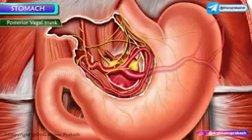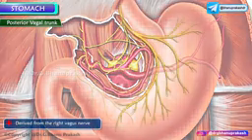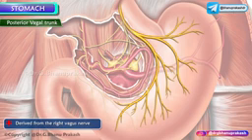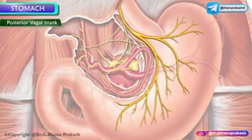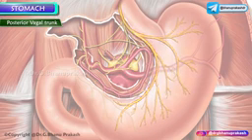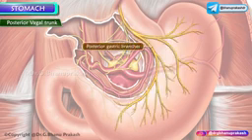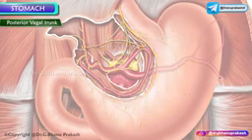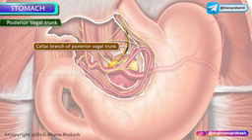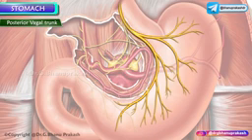And the next one is the posterior vagal trunk. The posterior vagal trunk is derived from the right vagus nerve, and it enters the abdomen on the posterior surface of the esophagus and passes towards the lesser curvature of the stomach. It supplies the branches to the posterior surfaces of the stomach. So here it gives off a celiac branch which passes to the celiac plexus and then continues along the lesser curvature, giving rise to posterior gastric branches.